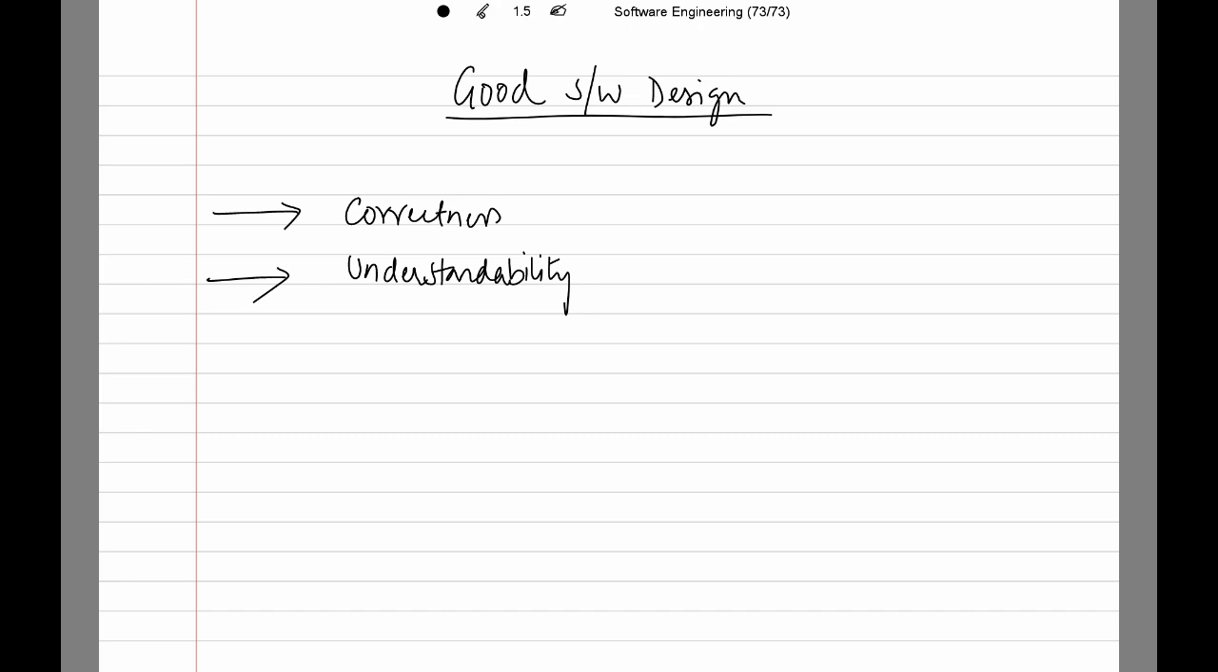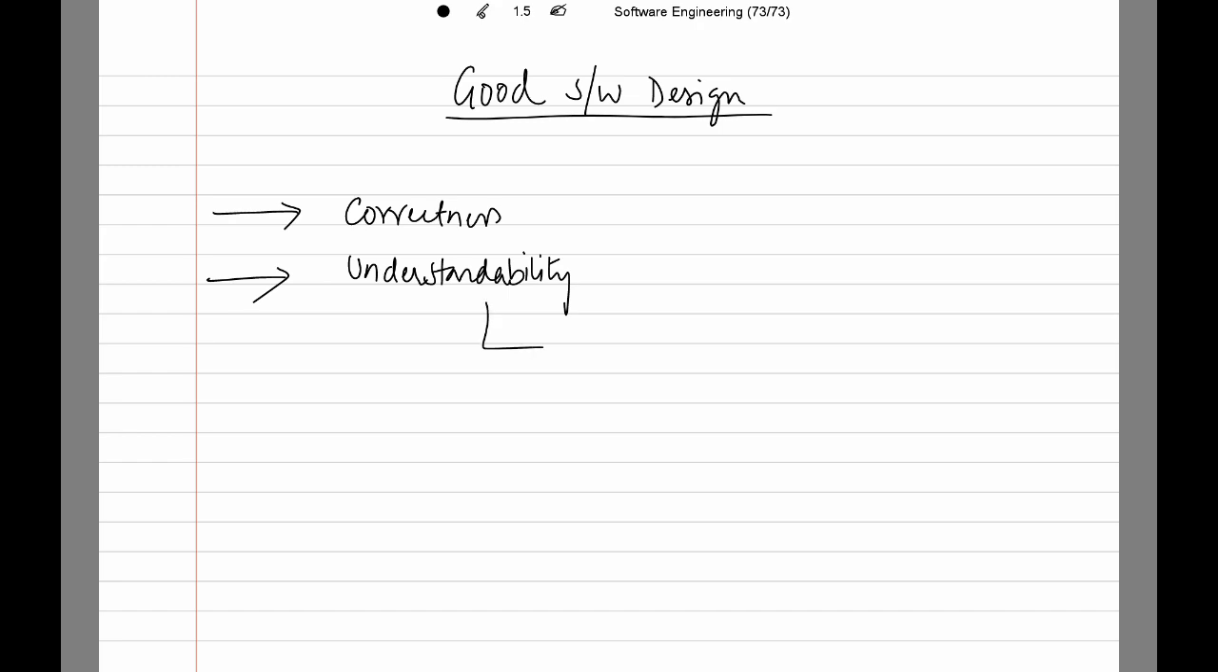That means a design should be easily understandable, right? What do you mean by understandable? That means if anybody has a look at the design. Why it has to be understandable is because your design is going to be used by multiple developers who are going to refer to your design and write the code. So obviously the design should be crystal clear. It should be easily understandable.